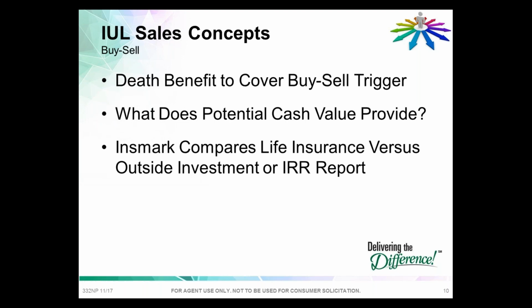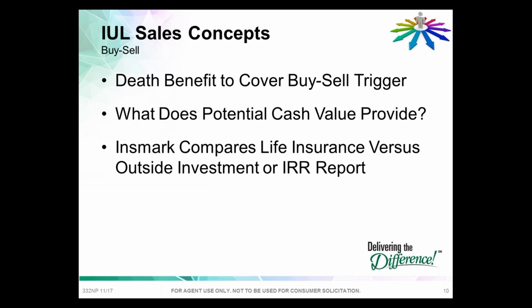What happens if the other owner gets divorced? Divorce is often a trigger in a buy-sell. What if they are unable to perform their duties? They're disabled or something like that. That's another one. What if the other owner just leaves the company? Or what if the other owner retires? There's a lot of different triggers in a buy-sell, and death is only one of them.